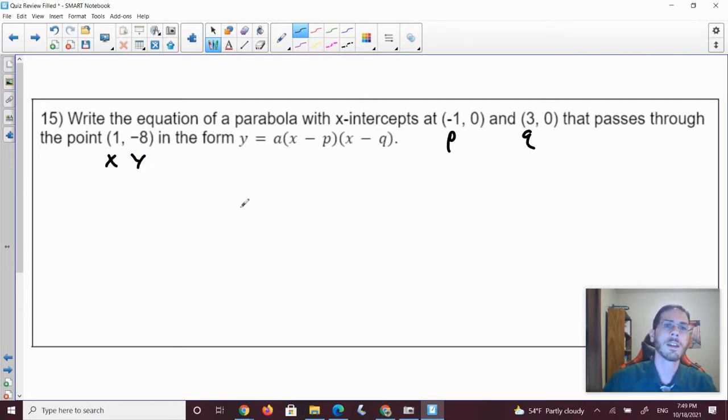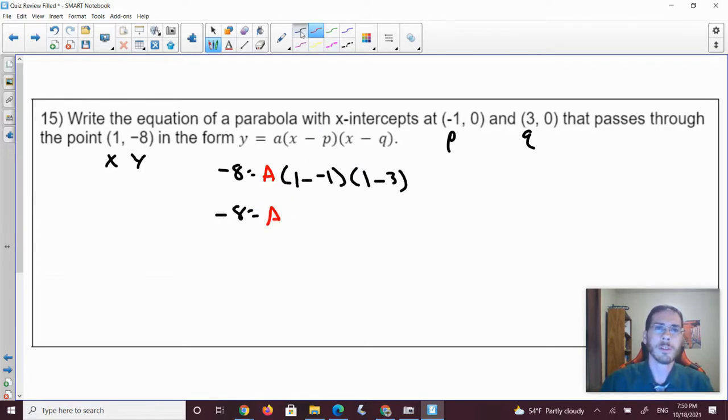We have x, y. So we really have everything that we need to plug in. We're still trying to figure out what a is. Just like when we did the vertex form, the goal is to figure out a. So y is -8. A we don't know, but we know literally everything else. 1 minus -1, 1 minus 3.